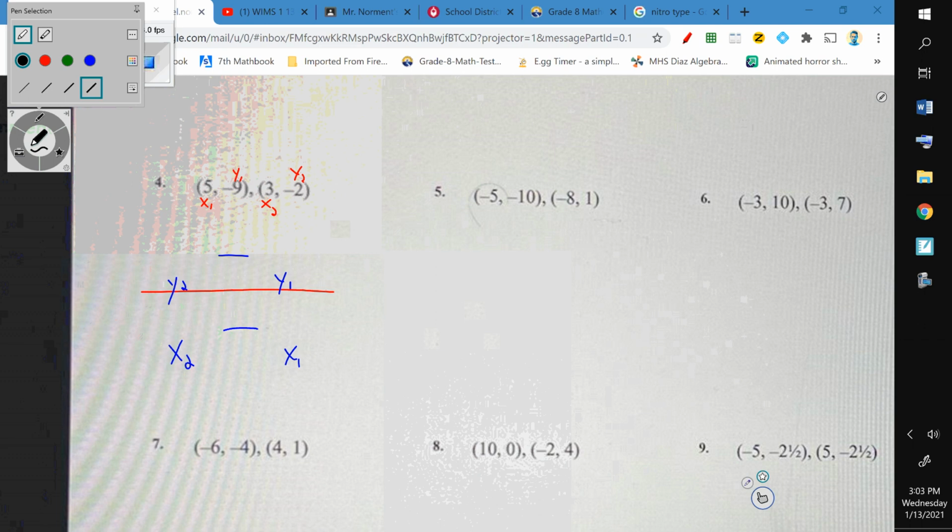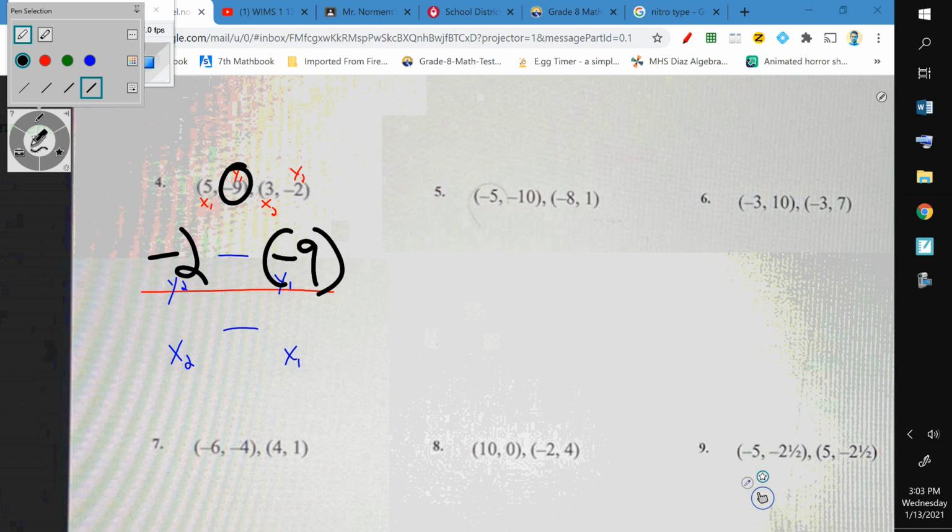So, my y2 is negative 2. My y1, that's a negative 9. So I'm going to put it in parentheses. Do not assume that minus in blue is a negative. It's not. You got to actually write the negative symbol with this. My x2 is 3, and my x1 is 5. So now, it's just simple. Negative 2 minus negative 9 is positive 7. 3 minus 5 is negative 2. And this is my slope.